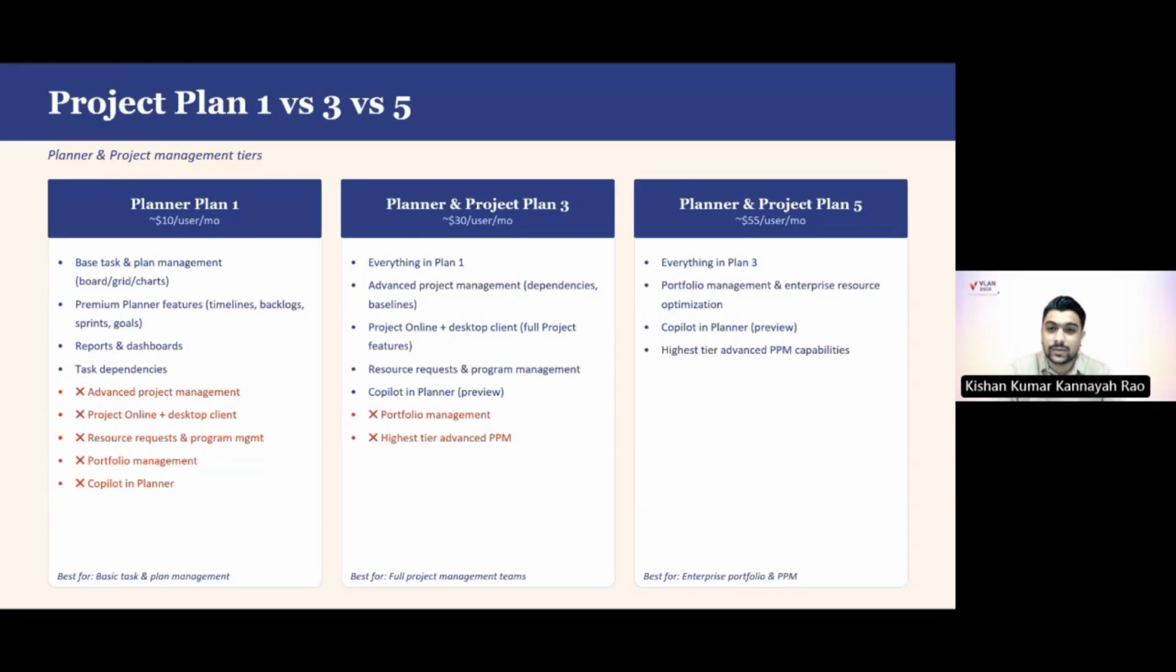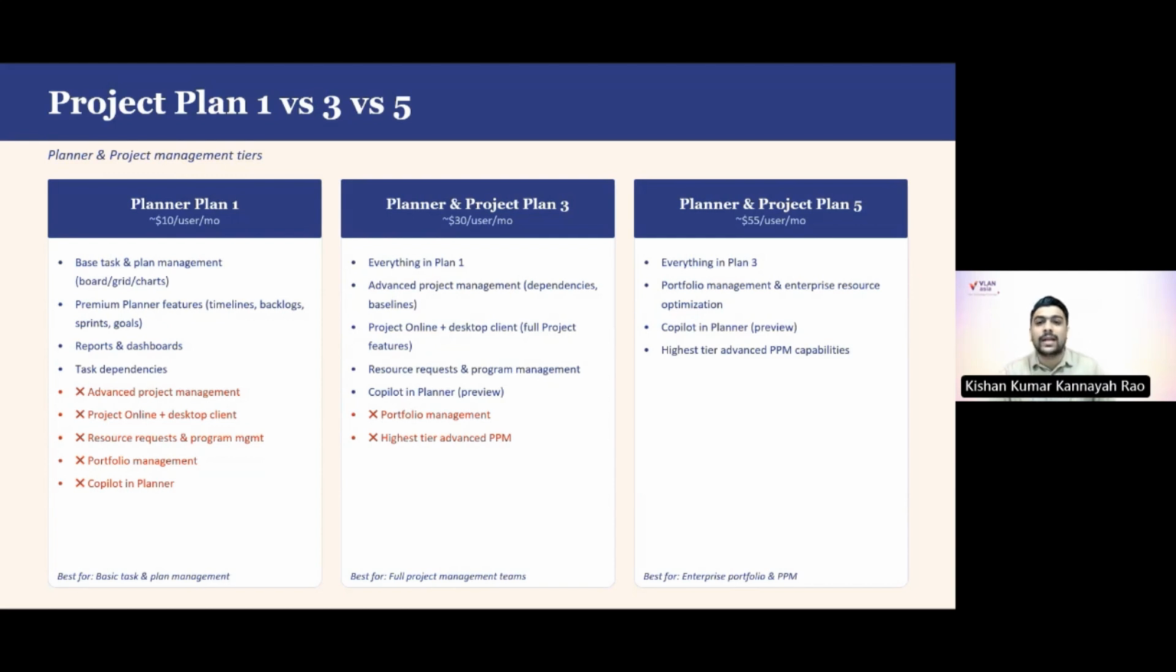Plan 1 is totally on the web or through Microsoft Teams. But when it comes to Project Plan 3, you get the desktop version. So it looks much different compared to how you use it in the Teams or web version. It's totally different, right? There's a lot more things that you can actually do in the desktop client. So resources, requests, program management.